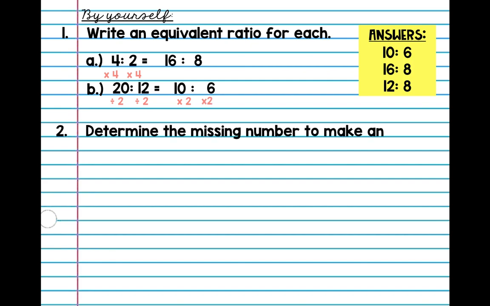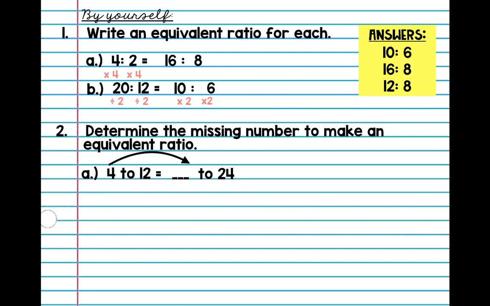Okay, so there's 2 parts of our lesson today. So the first part we're going to be doing is determining the missing number of an equivalent ratio. So here we found 2 numbers. We're just finding one missing number. Okay, so the first question, it's going to say 4 to 12 is equal to blank to 24. Okay, so we're going to figure out what this is.